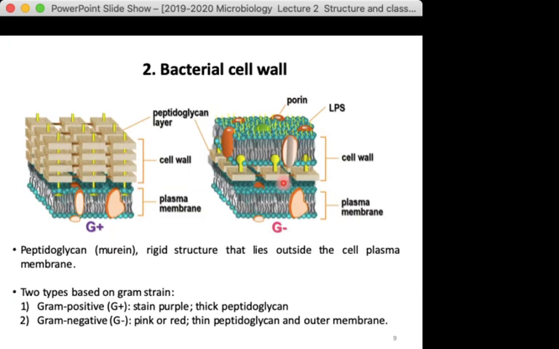Now we look at the cell. Now, the bacterial cell wall. One of the ways to distinguish between the types of different bacteria is by looking at their size, their shape, their living habitat, and their cell wall. So the cell wall is one of the indicators to look at the types of bacteria.